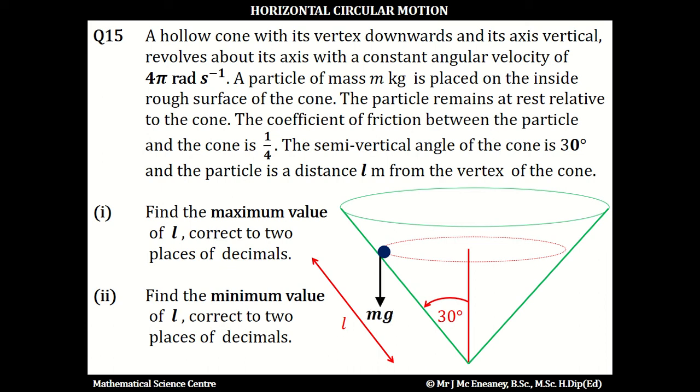So here we're going to show the three forces acting on the mass. The downward force is the weight. The normal reaction R is perpendicular to the surface of contact. And if we want to find the maximum value of L, this means that the particle is at its highest point in the cone and it's about to slide up the cone. So that means that friction has to point back down the cone. And the coefficient of friction is 1/4.